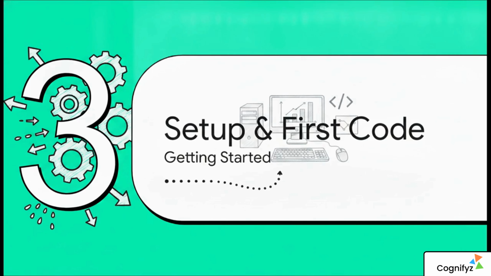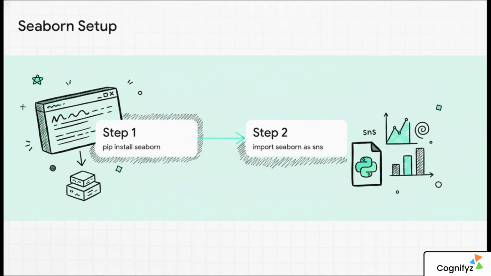All right, Section 3, setup and first code. So the crucial point now is putting this theory into practice. And the setup is incredibly simple, literally just 2 steps. Step 1, you pop open your terminal and type pip install seaborn to download the library. Step 2, right inside your Python script, you type import seaborn as sns. Now, that sns part, that's just the conventional shorthand everyone in the industry uses, so you don't have to type out the full word seaborn every single time you want to make a chart.